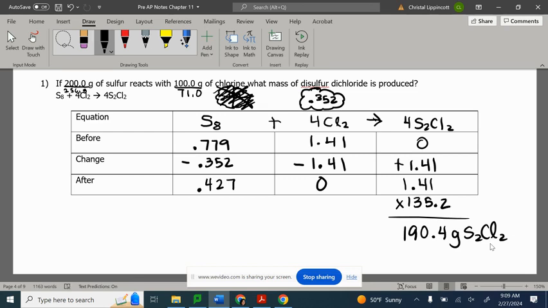Are there any values up there that you don't understand where they came from? Everything making sense? Where I got all the values from. These are your molecular masses off the periodic table for each one of those substances. Okay, you good? We'll try another one. Okay.